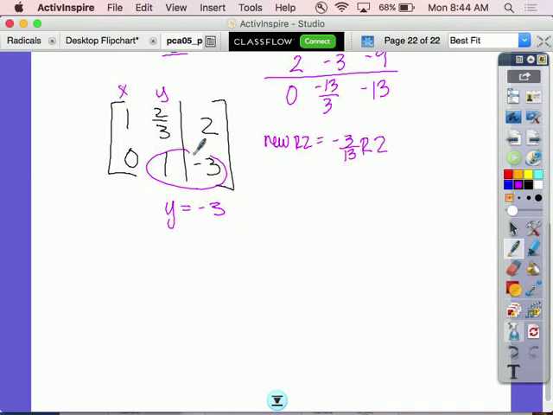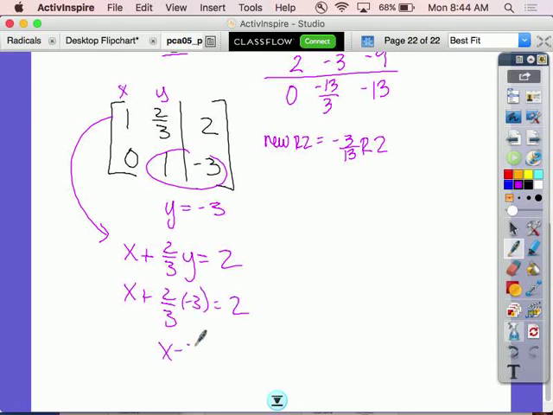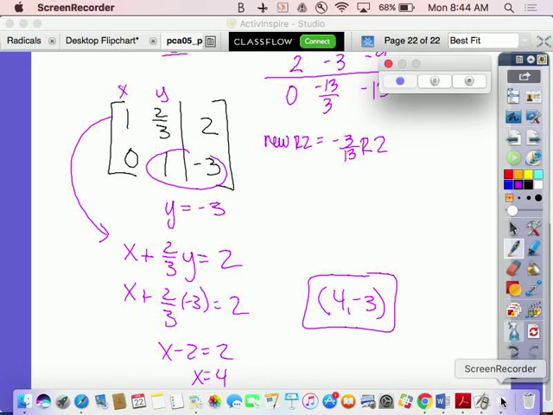And then I can go back up to the first line, which tells me x plus 2/3 y equals 2. This is the x column, this is the y column. And I plug in the negative 3. So that's going to give me x minus 2 equals 2, so x is 4. So your final answer is 4, negative 3. How could you check yourself? Go back to the original 2 equations and plug in.